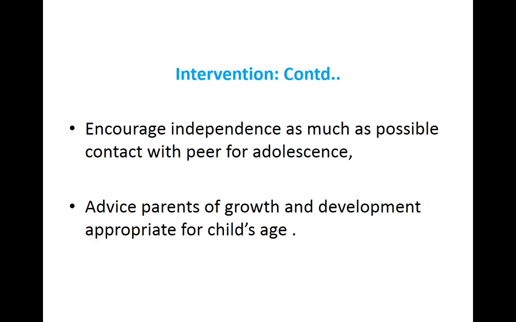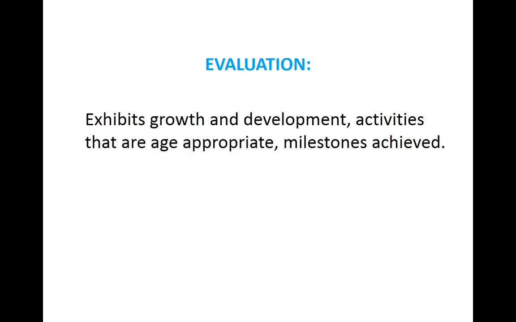Advice to be given. If you have to give advice, first you should know. That's the thing. So in evaluation, what you will see is that the child will exhibit growth and development that will be age appropriate, and activities that will be age appropriate. What activities? For example, riding a cycle should be appropriate for the age group the child will be exhibiting, as well as the milestones. You will see that milestones will be achieved. That you need to see in evaluation.